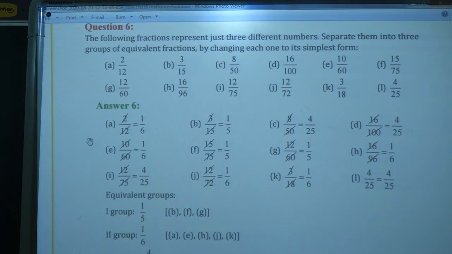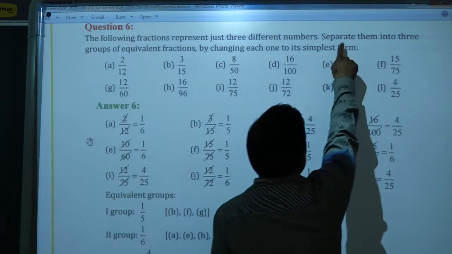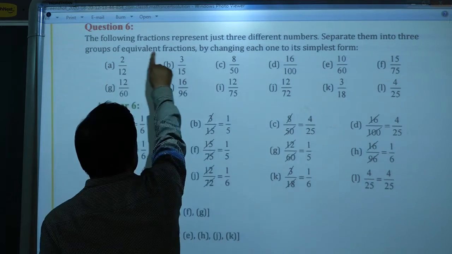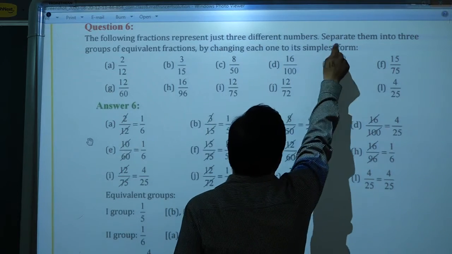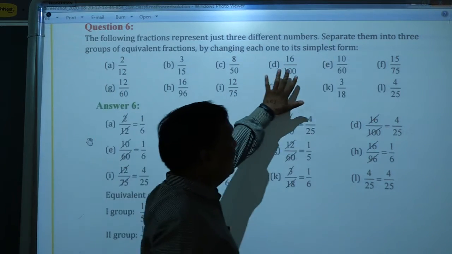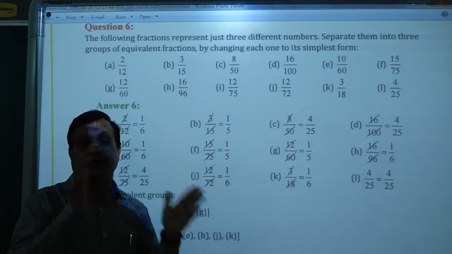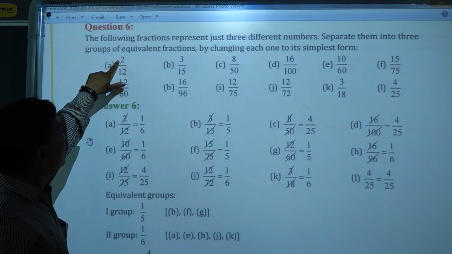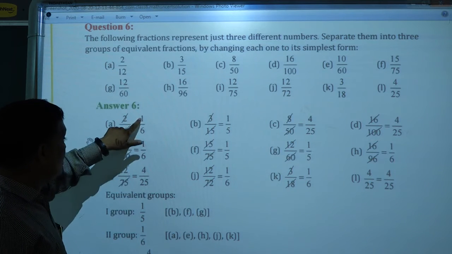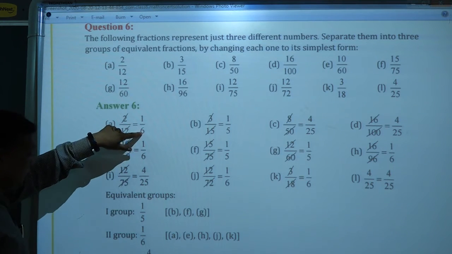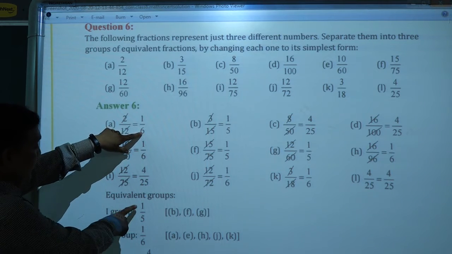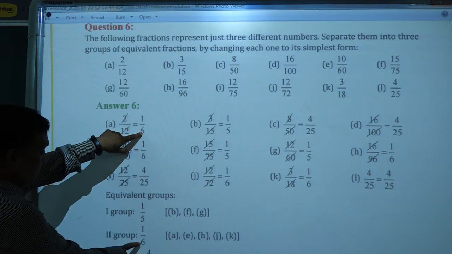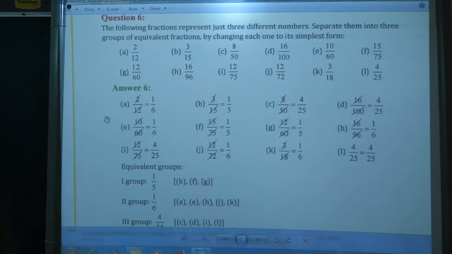Question number 6. The following fractions represent just 3 different numbers. Separate them into 3 groups of equivalent fractions by changing each one to its simplest form. Here some questions are given and they are to be divided into 3 groups. You have to arrange each in its group. Now this comes under 2 upon 12, 1 upon 6. The groups given are 1 upon 5 first one, 1 upon 6 second one, and 4 upon 25 third one.